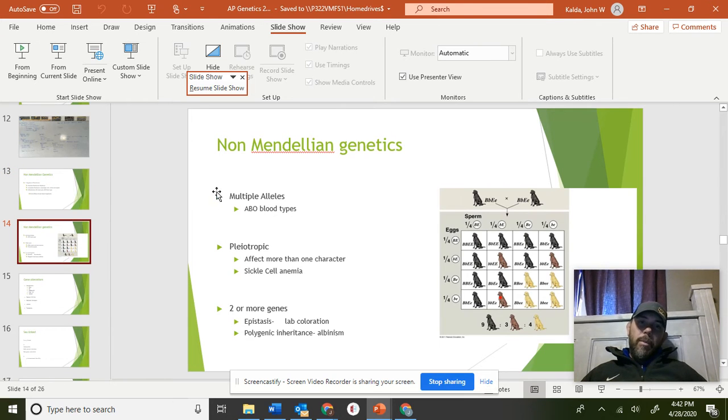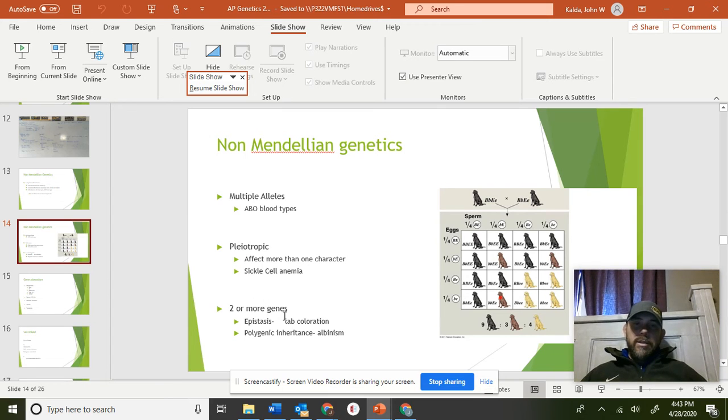Some of the other ones we talk about: multiple alleles, ABO blood type. It's not just two alleles. You've got three alleles that go on. Pleiotropy affects more than one character. So sickle cell anemia, again, doesn't just affect the shape of the cells, but can affect so much of the body because of the shape of the sickle cells itself.